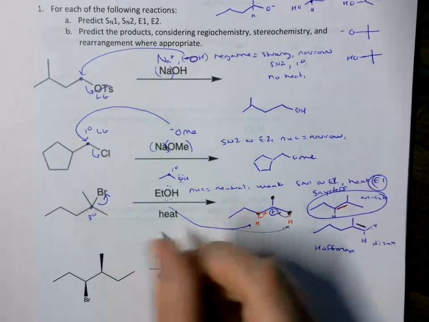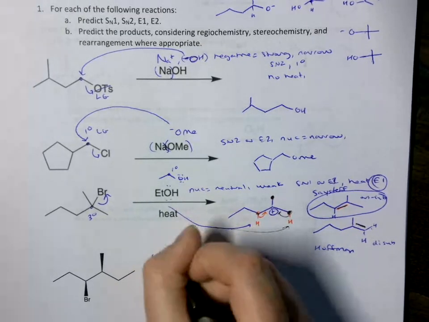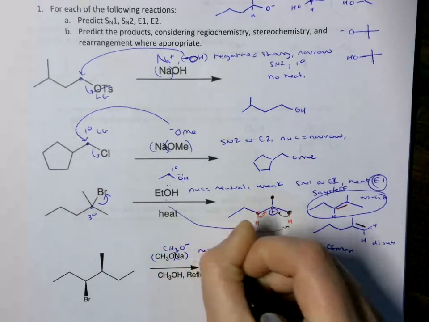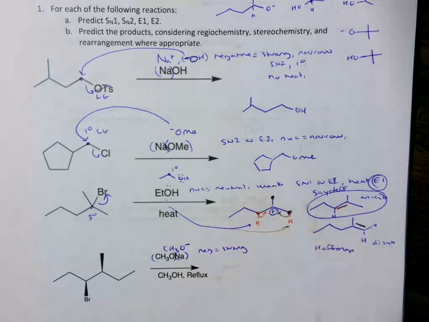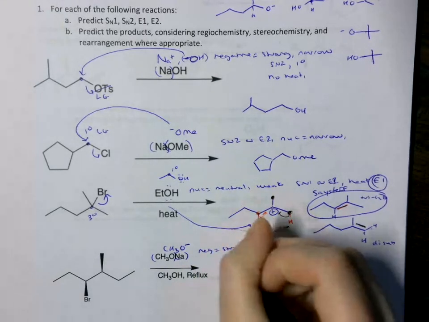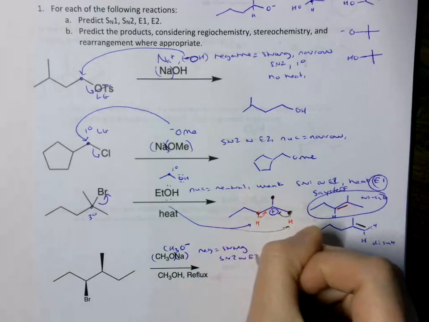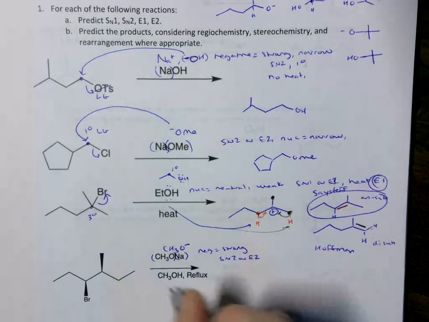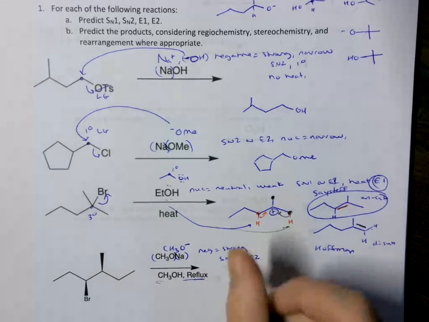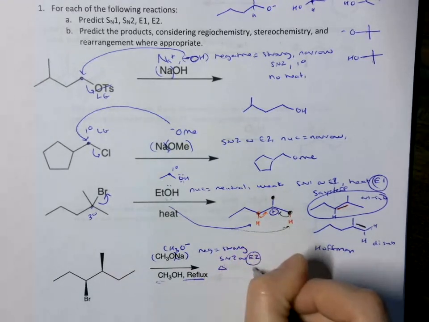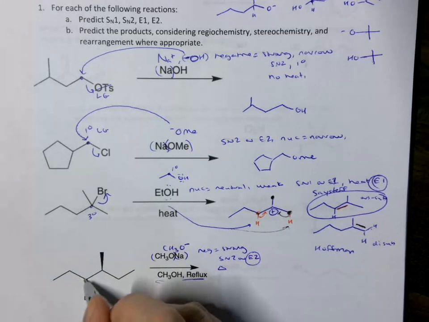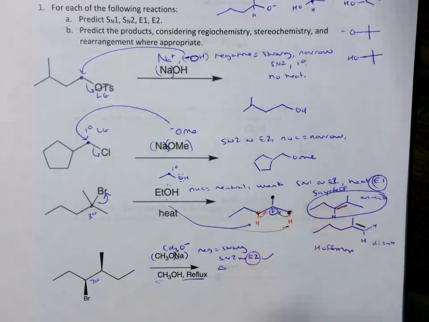Okay, this next one, I see CH3O and then Na. So this is CH3O minus essentially. So this is negative, so that's a strong nucleophile. So when I think about my chart, strong nucleophile favors SN2 or E2. And then I consider other reaction conditions. This reaction condition is heat, so that favors E2. And then let's look at our leaving group. We have a good leaving group, and it is secondary, so that is good for E2. So I think this is going to be an E2 reaction.